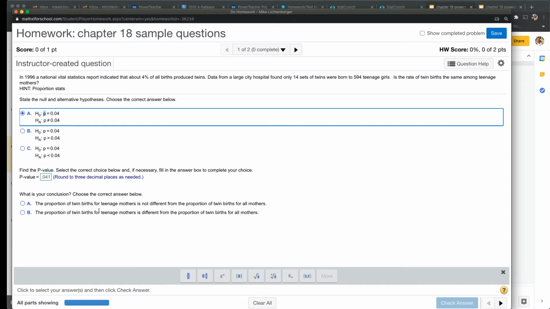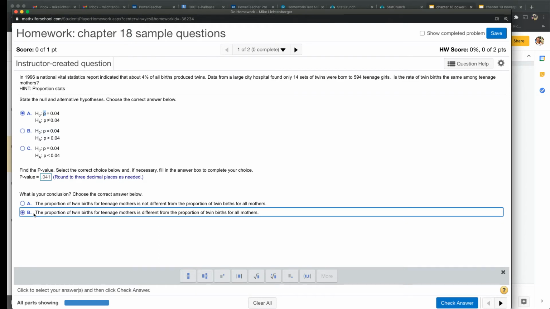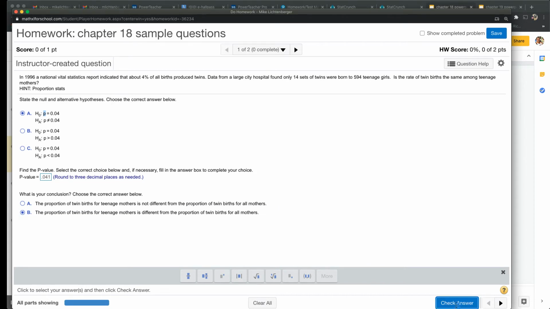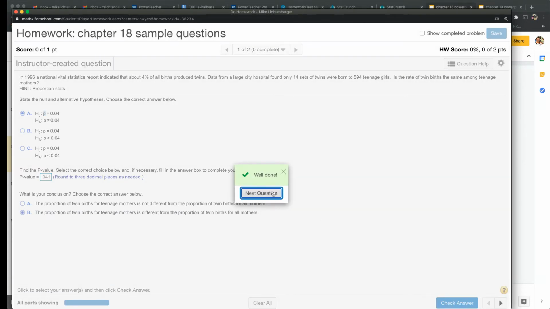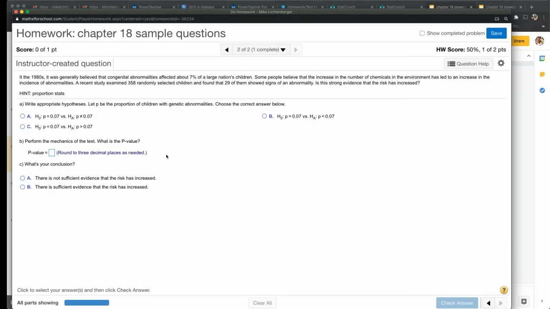So the proportion of twin births is not different. Okay. Well, not different means the same, so it would have to be B. The proportion of twin births for teenage mothers is different, therefore, because it is not equal to. So the answer for that one would be B.